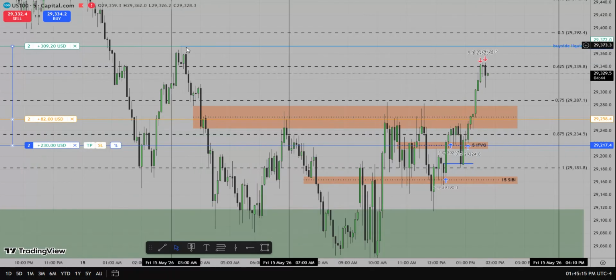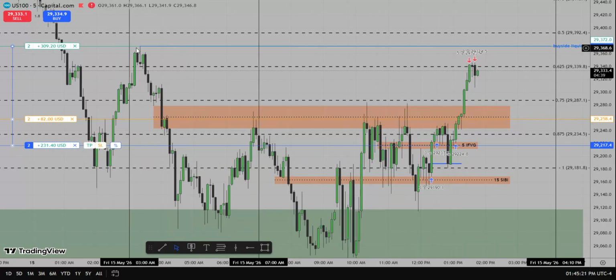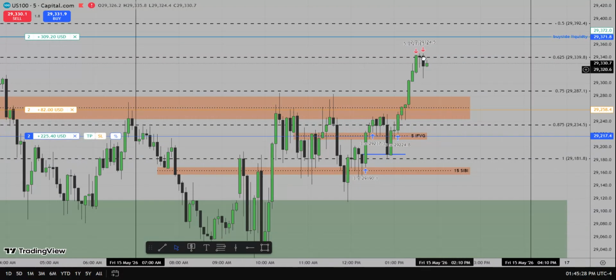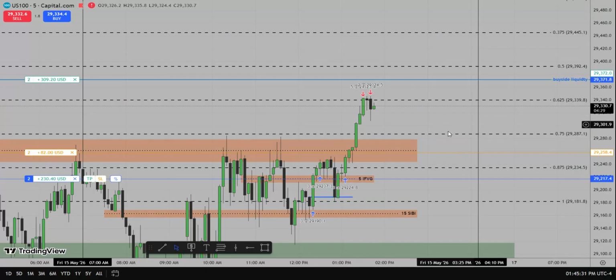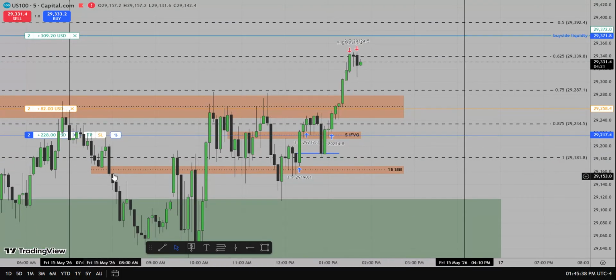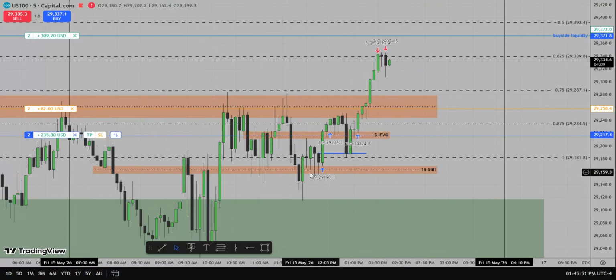These here, these minor, this buy side liquidity at 29,371.8. The levels you're seeing here is the regular trading hours opening range gap. So I have these 15 sell side imbalance buy side inefficiency now being used as an inversion fair value gap to drive price higher.